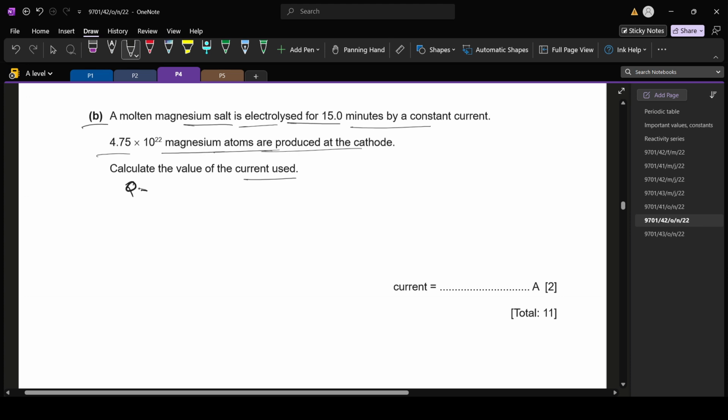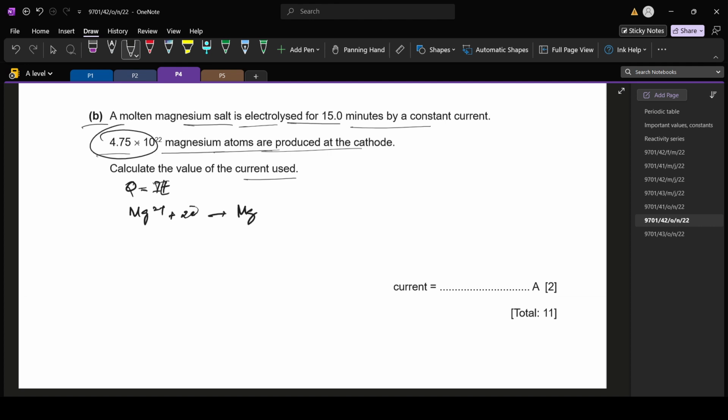So Q is equal to I T. You are given the time, so if you calculate the charge, you will calculate the current. This is the reaction of the magnesium at the cathode: magnesium 2 plus ions gain 2 electrons and form magnesium. You are told that 4.75 into 10 to the power 22 atoms of magnesium are formed at the cathode. In 1 mole there are 6.02 into 10 to the power 23 atoms of magnesium.